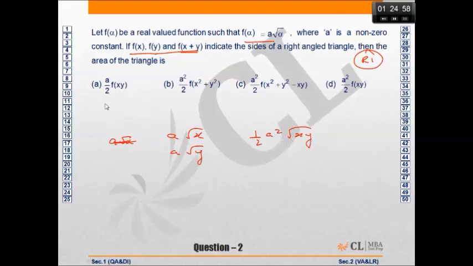So let's check the choices. So what would choice A make it? A by 2 under root xy. So choice A becomes the answer. But let me just check. Oh no, no, that's fine. A square. But what about the last one? A by 2 A square. Oh, A or D? D. How? What was I doing? Half A into A square. Okay.